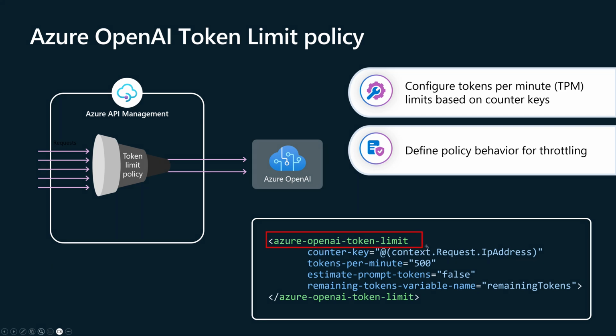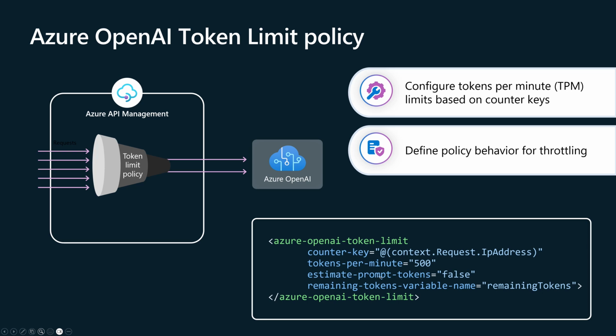So you can configure this policy with a counter key. This means that the tokens will be counted for each user. This means this is the IP address, and the limit for each user in this case is going to be 500 tokens per minute, for example.